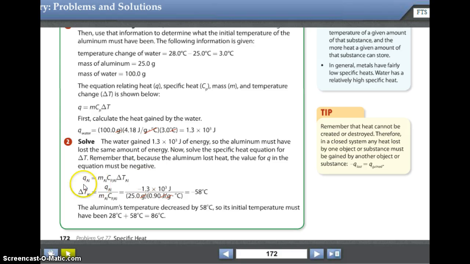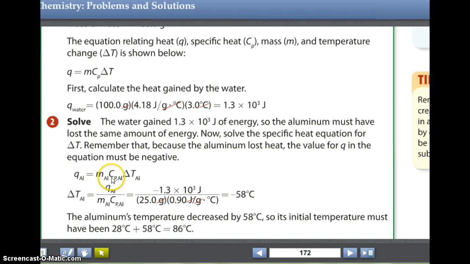All right, so we used our algebra to rearrange the problem. So it was Q equals MC delta T, and they put these little Al subscripts here to remind us that now we're doing the heat of the aluminum, the mass of the aluminum, the specific heat of the aluminum, the change in temperature of the aluminum. So they changed the subscripts to make it a little easier. All right, so we use our algebra skills to rearrange it. So delta T equals Q over MC.